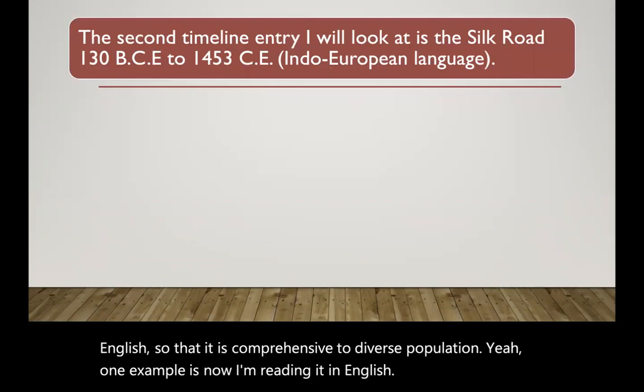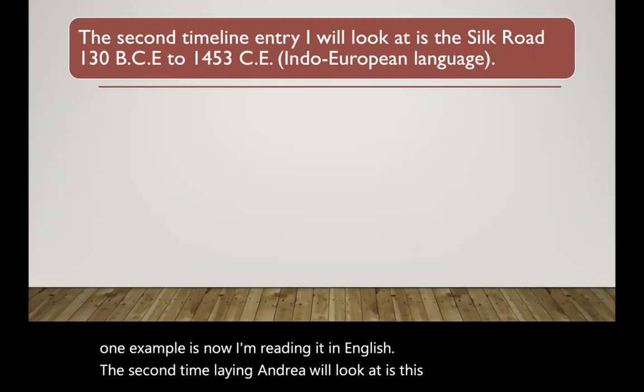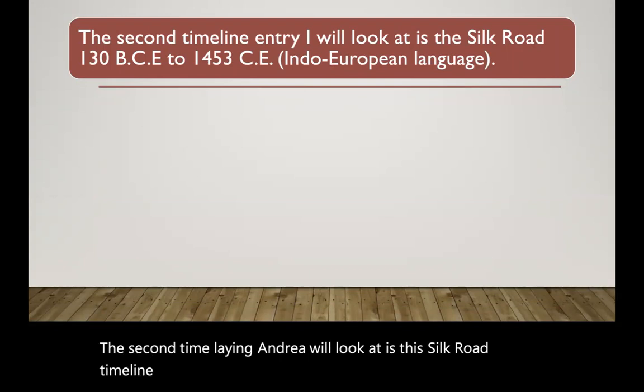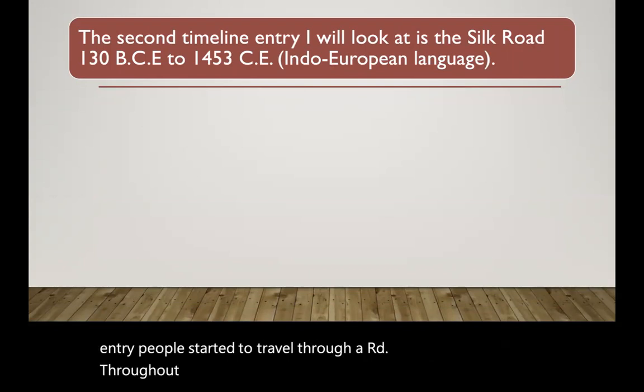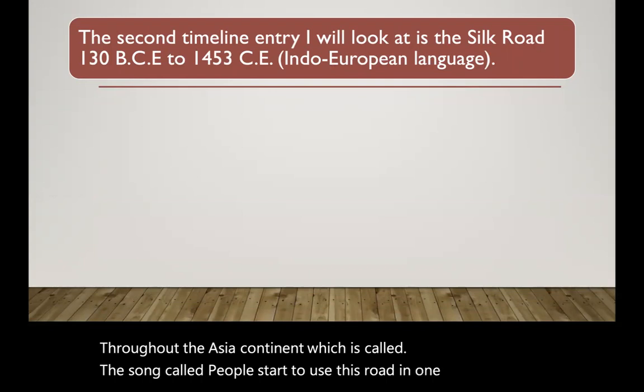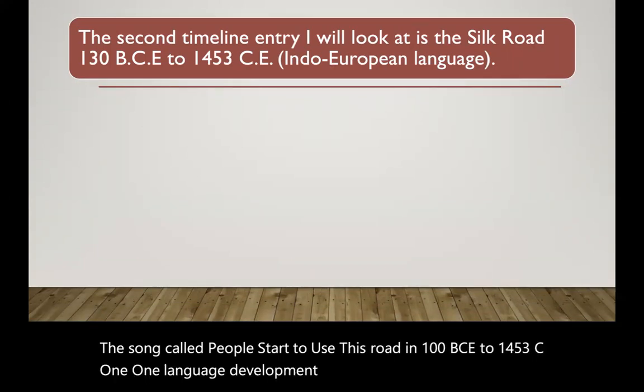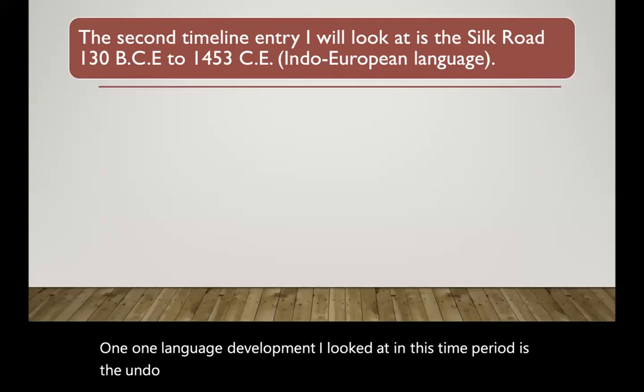The second timeline entry I will look at is the Silk Road timeline entry. People started to travel through a road across the Asian continent, which is called the Silk Road. People used this road from 100 BCE to 1453 CE. One language development I looked at in this time period is the Indo-European language.